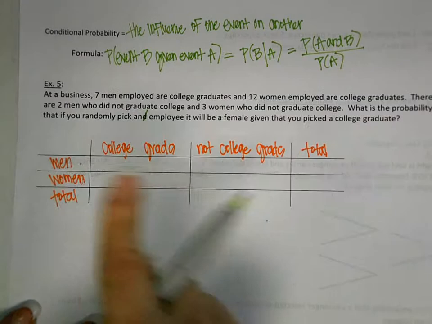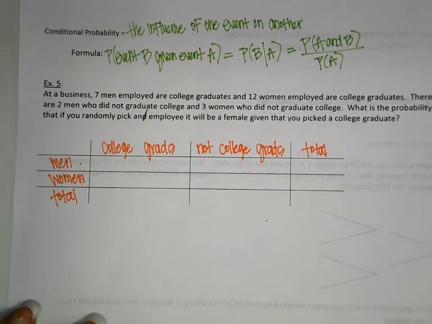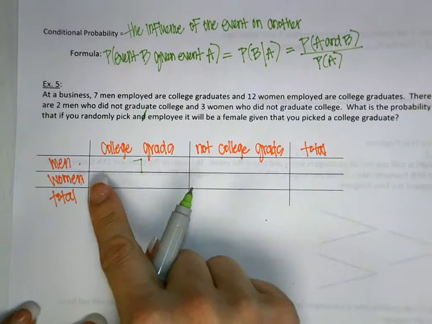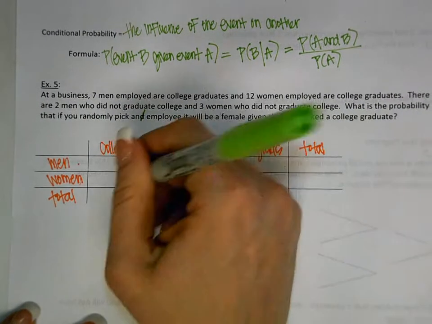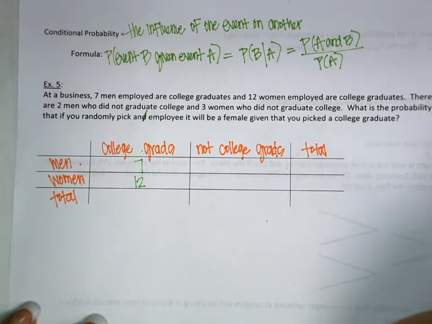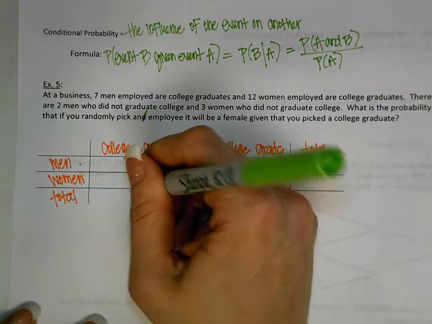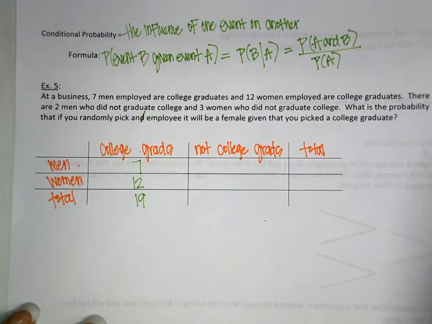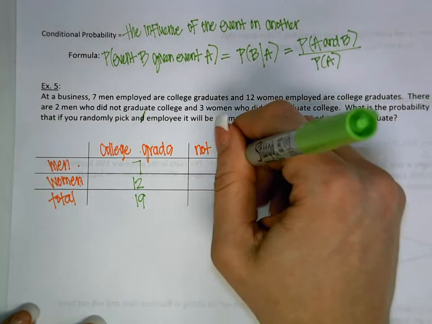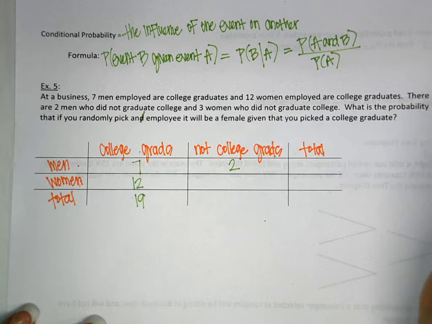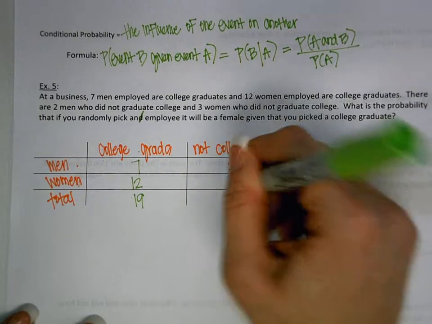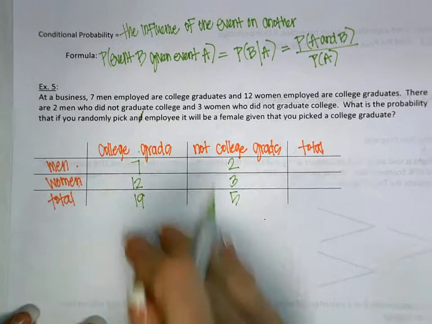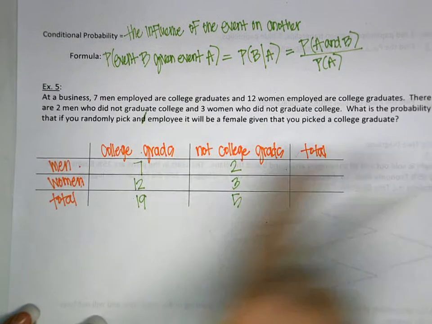How many men are college graduates? 7. How many women are college graduates? 12. So how many total college graduates do I have? 19. Okay. How many men are not college graduates? 2. How many women are not college graduates? 3. So how many total non-college graduates? 5. Now, we filled out these totals, but you also need to fill out these totals.